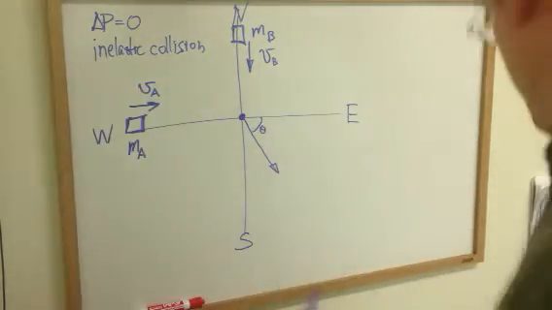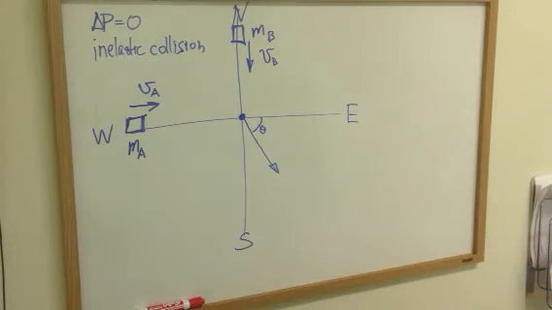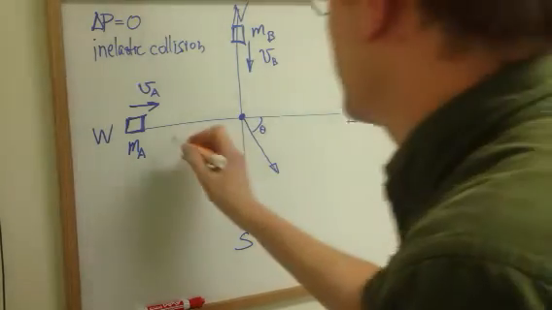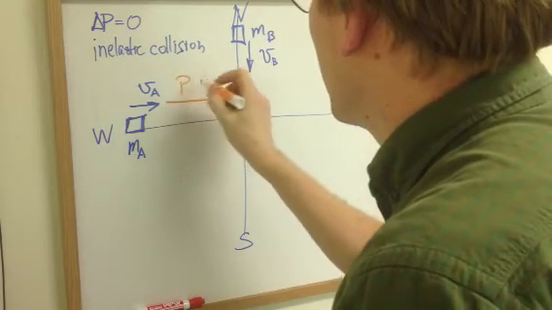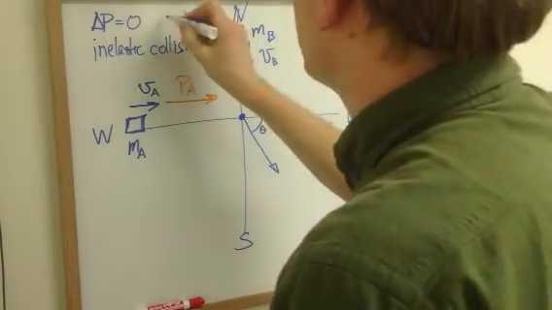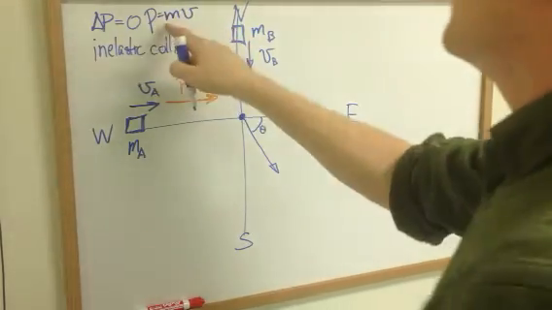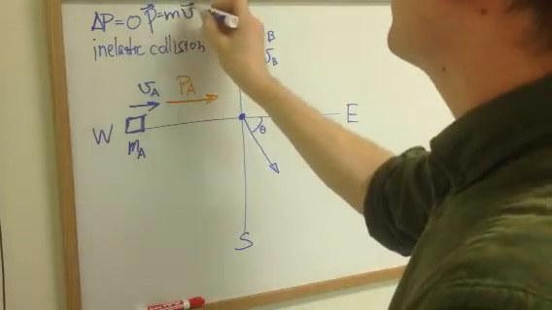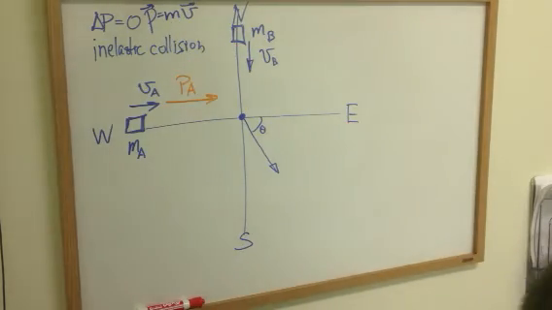So this is a velocity vector, this is a velocity vector. Momentum vectors will be exactly the same as velocity vectors, except let's remember, momentum is mass times velocity. So a momentum vector is the same thing as a velocity vector, except multiplied by how heavy the object is. So here we have momentum of A before.